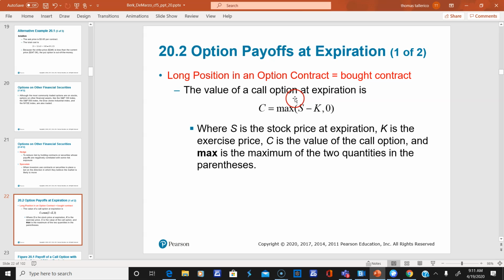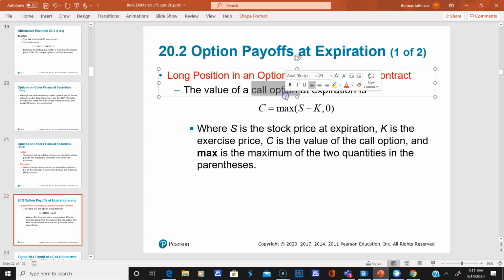So the value of a call option is what? The maximum of the intrinsic value, which is the difference between the stock price minus the strike price, right? This is where you make the money. And if this is not true, then it's zero, right? That's the maximum profit you can make. This is a call now. So this is the call, and this is the value of a call option.